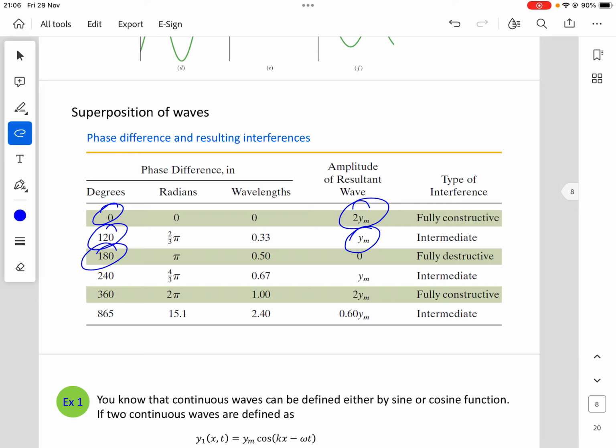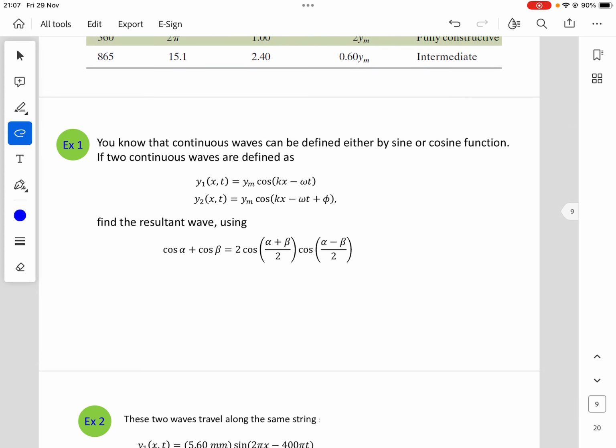What you get is a total, or fully destructive, interference. So in this case, you will see no displacement at all. At any position of the string, there's no displacement. There's no wave, let's say. Okay, and actually that is for the first case.